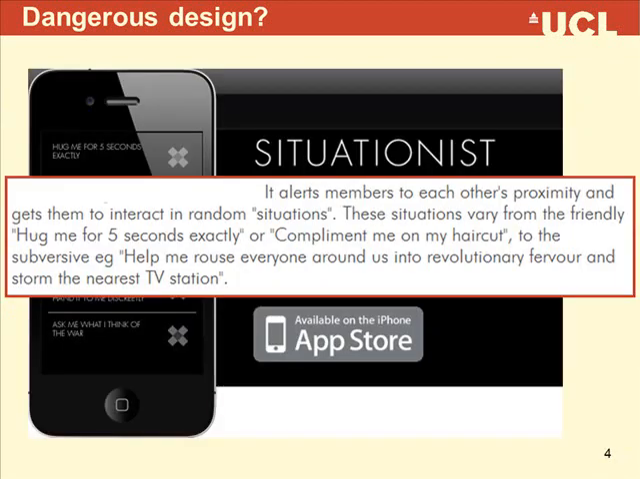This is Situationist. According to the developer's own website, it alerts members to each other's proximity and gets them to interact in random situations which vary from the friendly, "hug me for 5 seconds exactly," or "compliment me on my haircut," to the subversive, e.g. "help me rouse everyone around us into revolutionary fervour and storm the nearest TV station." We need a better understanding of serendipity to create systems that serve a useful purpose.